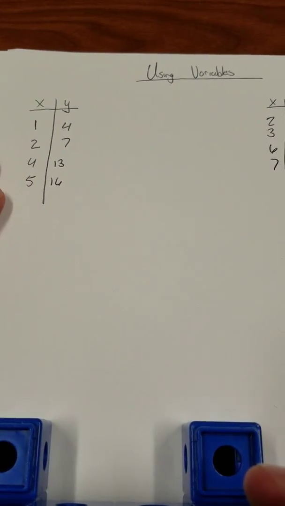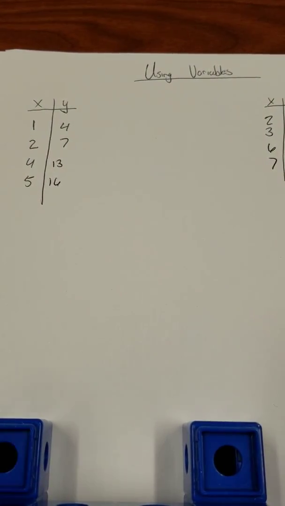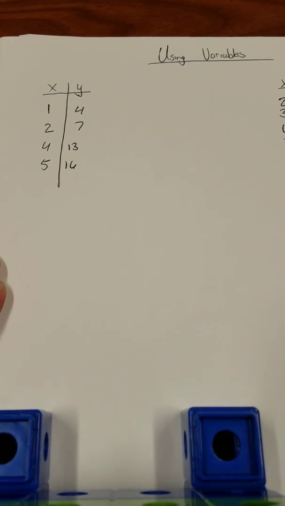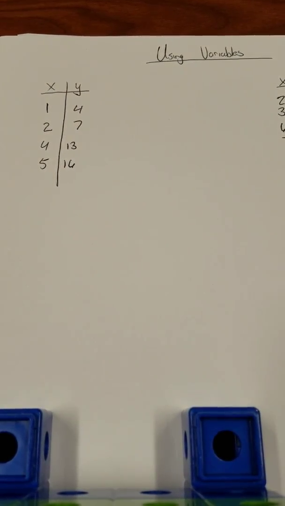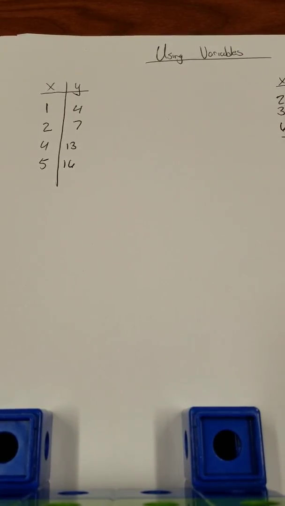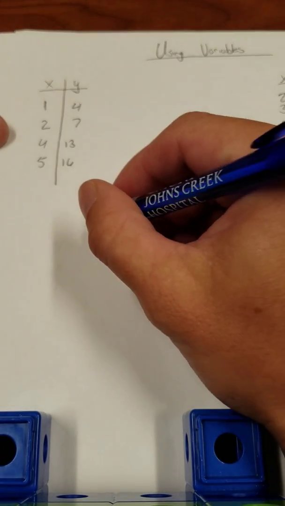All right. Working with the unit called using variables. A couple things we're going to do within this unit. We're going to look at tables and figure out how to write equations from tables, especially linear. Okay, and then we're also going to look at how to write something out using words. So first of all, linear equations.